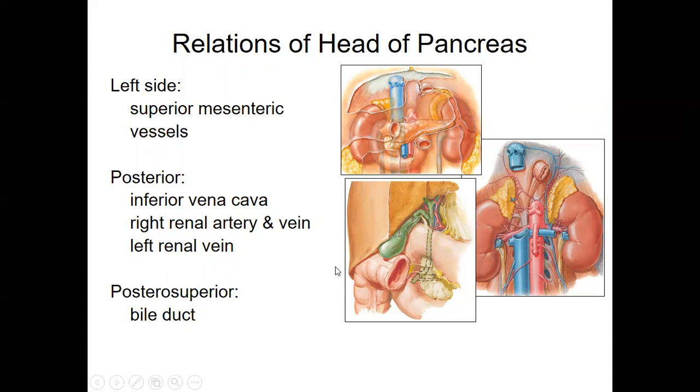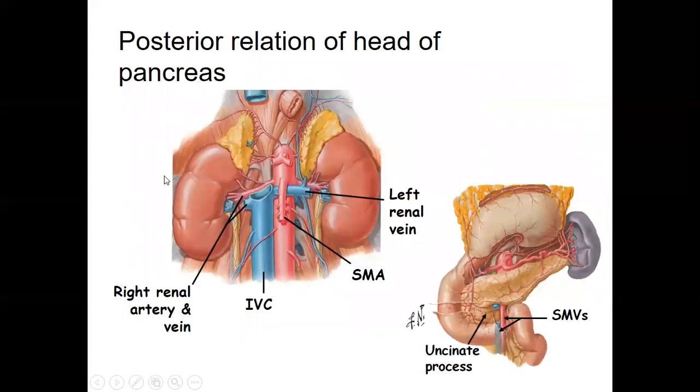Posterior superior, we have the bile duct. You can see here, posterior superior, we have the bile duct. These are the posterior relations of the head of the pancreas, all the components that I have mentioned just now.